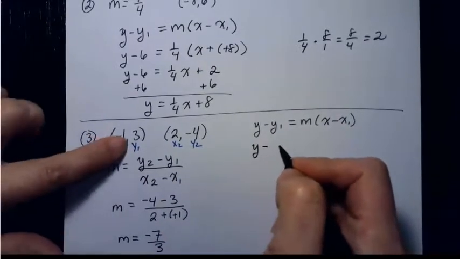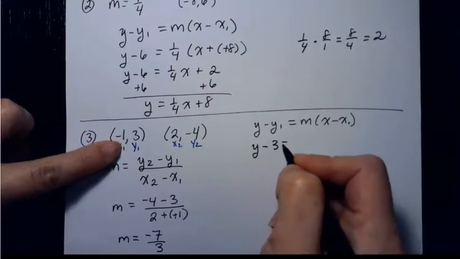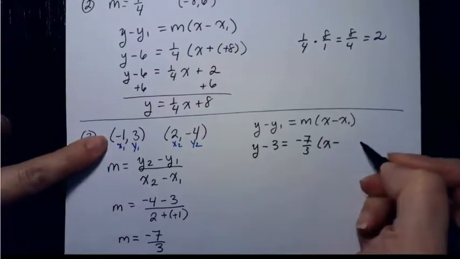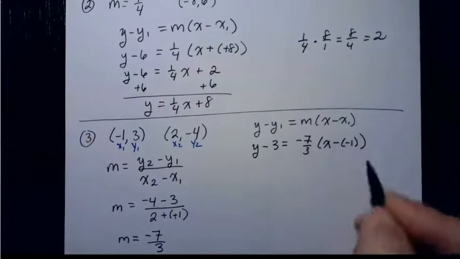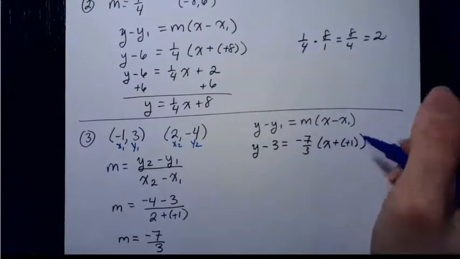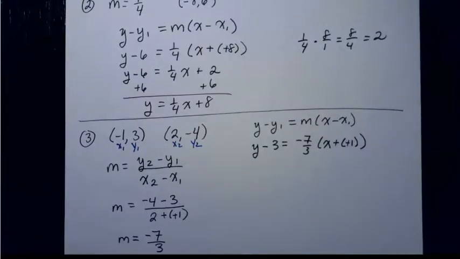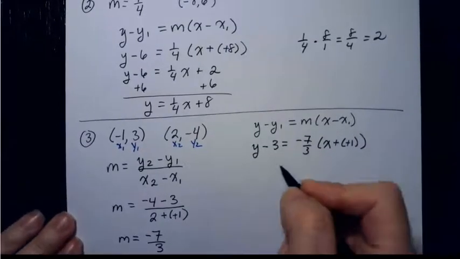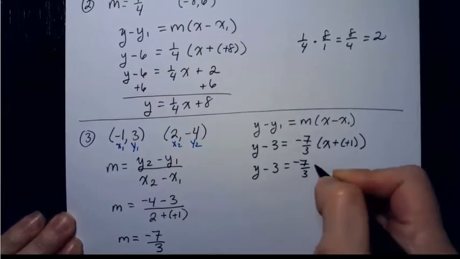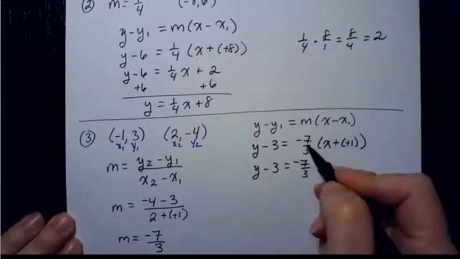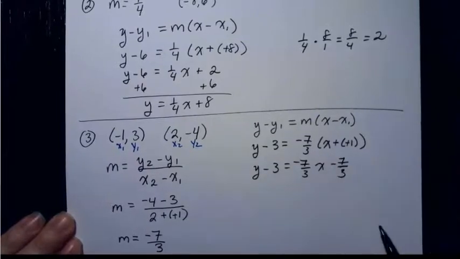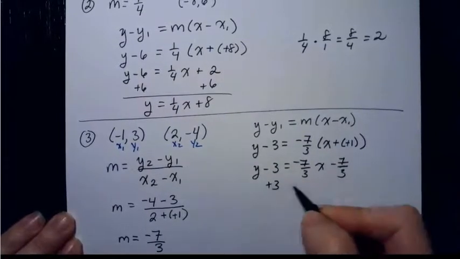So y minus 3 equals my slope, -7/3, times x minus -1. So I have a double negative there. We take care of that double negative first. 2 negatives make a positive. And I'll distribute that -7/3. Y minus 3 equals -7/3 x. Luckily, this is just a 1, so -7/3 times 1 is -7/3. Now I do need to add 3 to both sides.